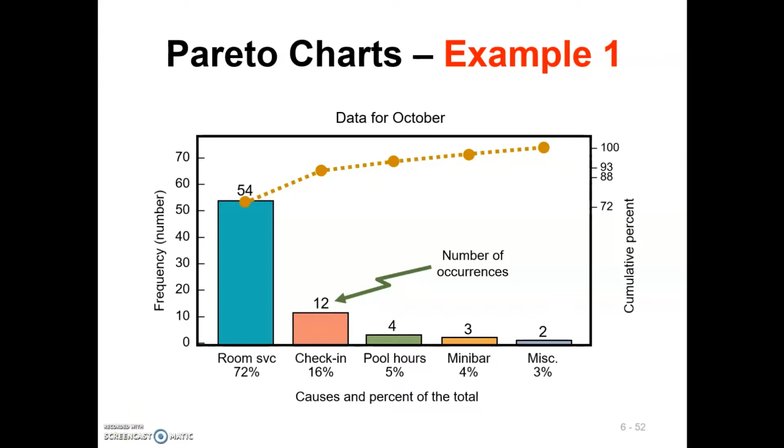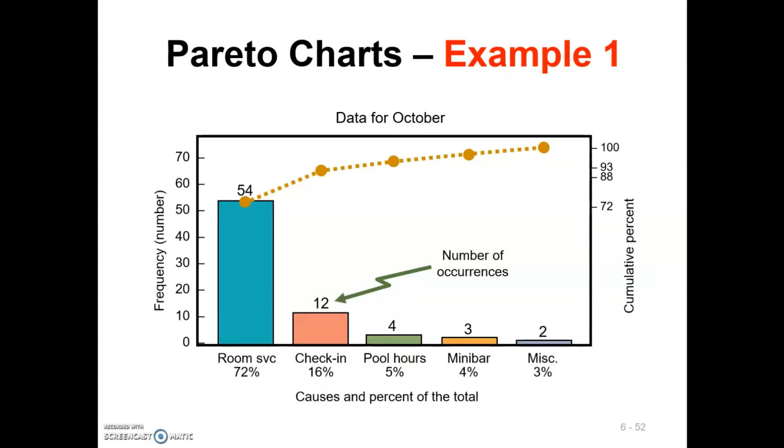If you refer to your textbook, it says that the Hard Rock Hotel in Bali has collected data from 75 complaint calls to the general manager during the month of October, and the manager wants to prepare an analysis of the complaints. So the data provided are room service 54, check-in delays 12, hours the pool is open 4, minibus prices 3, and miscellaneous 2.